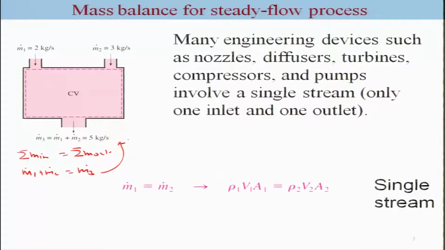But in many engineering devices such as nozzles, diffusers, turbines, compressors and pumps, they involve only a single stream. In such a case, you have M1 dot equal to M2 dot, and this you can represent in terms of density, volumetric flow rate and cross sectional area as well.